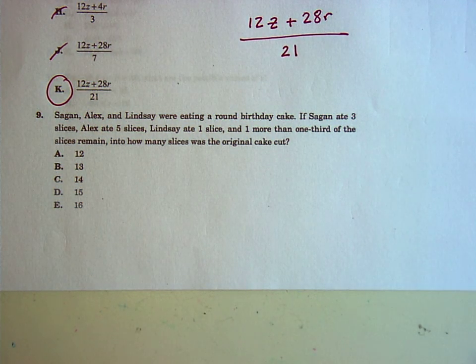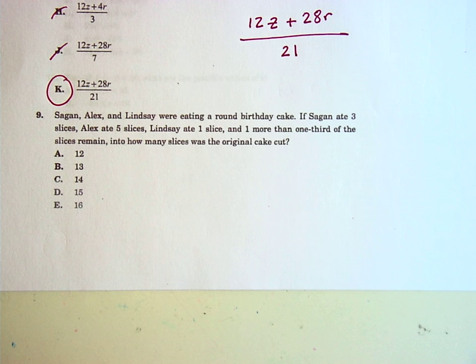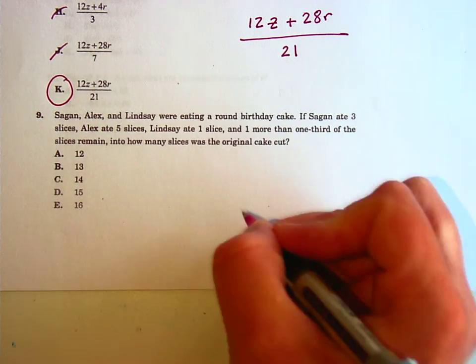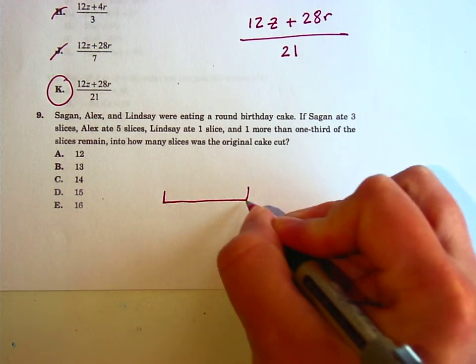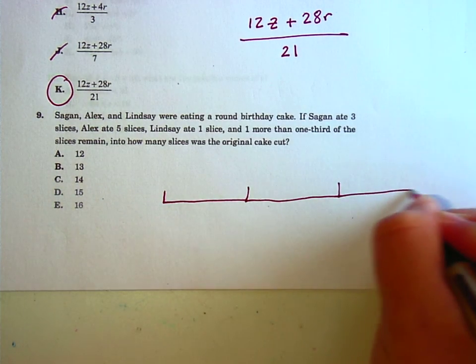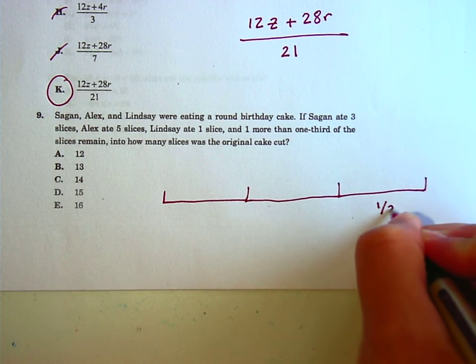Sagan, Alex, and Lindsay are eating a round birthday cake. If Sagan ate 3 slices, Alex ate 5 slices, Lindsay ate 1 slice, and 1 more than 1/3 of the slices remain. How many slices was the original cake cut? Okay, so I'm going to make this a visual one. These are all 1/3, right?